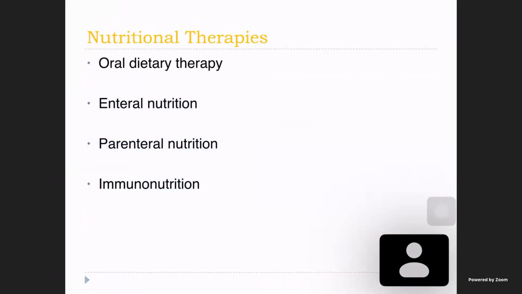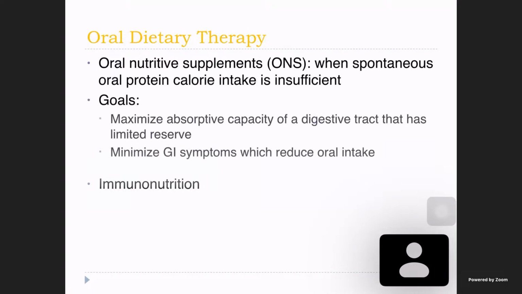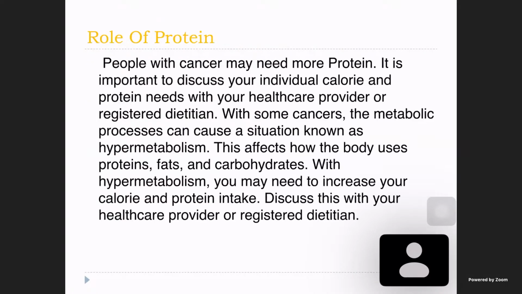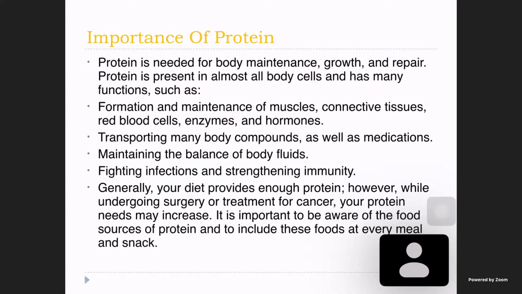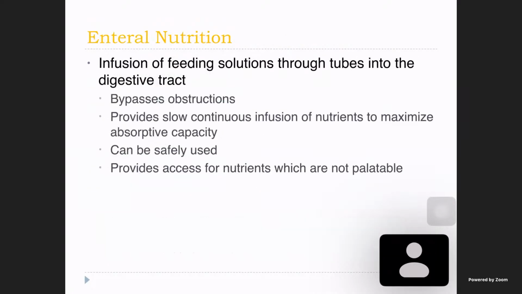So the nutritional therapies, as I said earlier, may be oral dietary therapy, or enteral, which is the most preferred one. Parenteral, sometimes we do have to rely on parenteral therapies, and we have to go for oral dietary therapies. So we know the importance of protein supplements, sources of proteins. We can skip this.